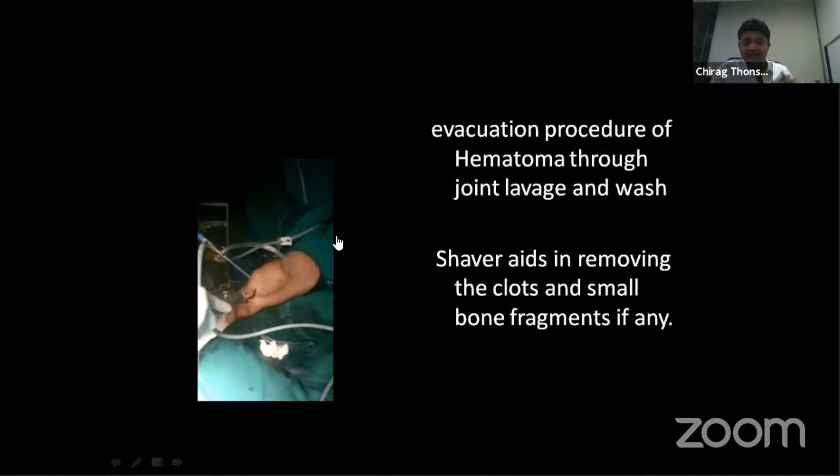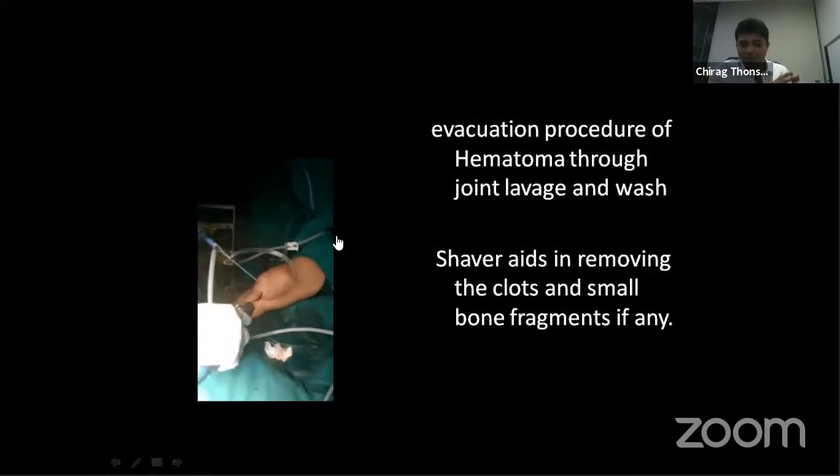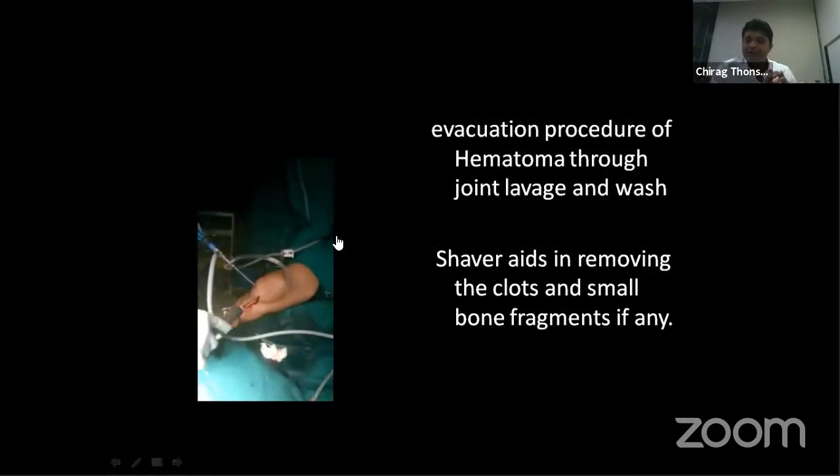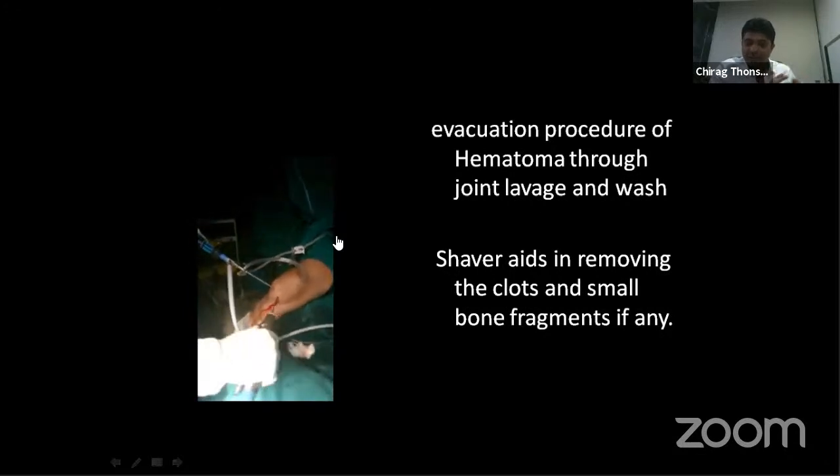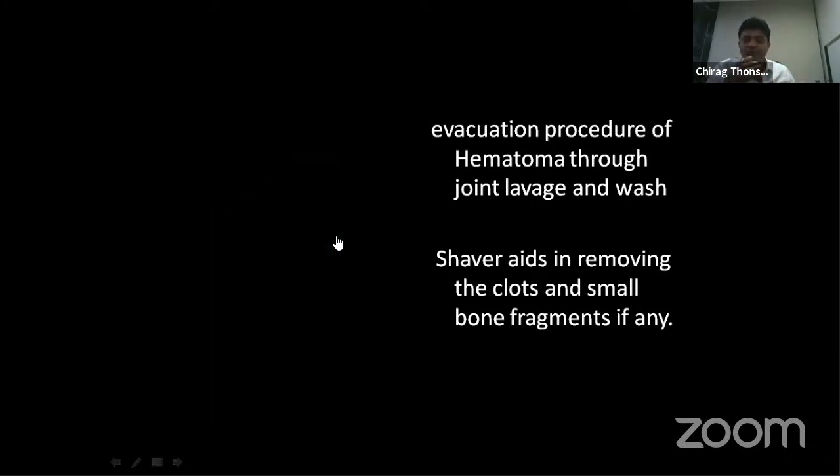Once we're done with that, the next step is to evacuate the hematoma. It's a fresh injury, so the vision is blurred. Spend about 5, 10, 15 minutes just to clear out all the debris, clear out all the hematoma, and get a good vision. The shaver blade helps in removing all the hematoma.